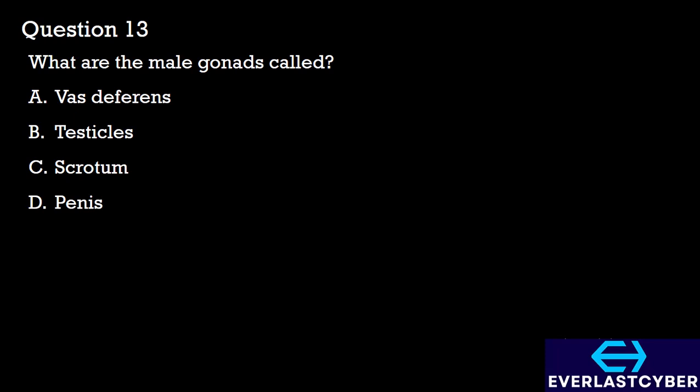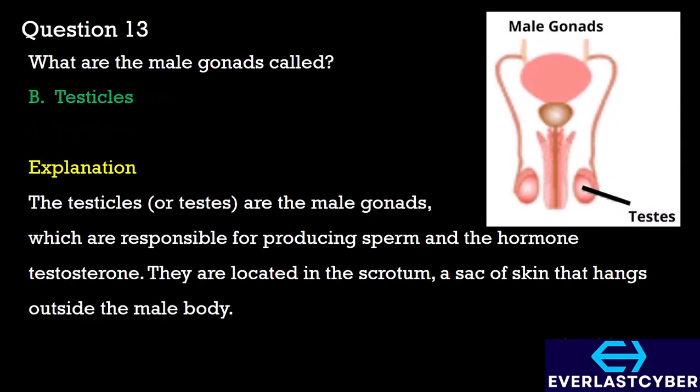The testicles are responsible for producing sperm and the hormone testosterone. They are located in the scrotum, which is a sac of skin that hangs outside the male body. So the testicles are the male gonads. The scrotum is a sac of skin that holds and protects the testicles, while the penis is the male reproductive organ used for urination and sexual intercourse. However, it is not a gonad. The male gonads are option B, testicles. They are responsible for producing sperm and the hormone testosterone.